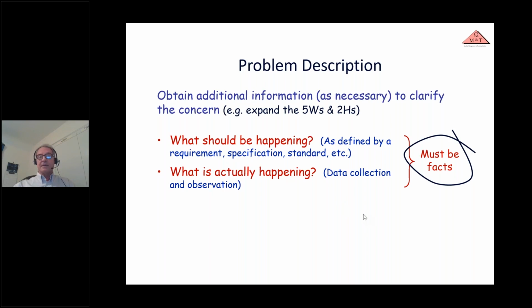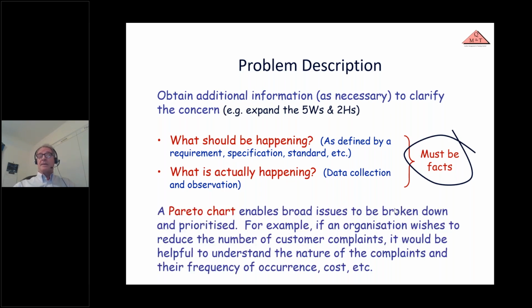And these must be facts, and any difference between these two is going to be very relevant to the problem-solving activity. A Pareto chart is a useful tool which might be used at this phase to enable broad issues to be broken down and prioritised. For example, if an organisation wishes to reduce the number of customer complaints, it would be helpful to understand the nature of the complaints and their frequency of occurrence or cost, etc. And I'm going to illustrate that on the next slide.